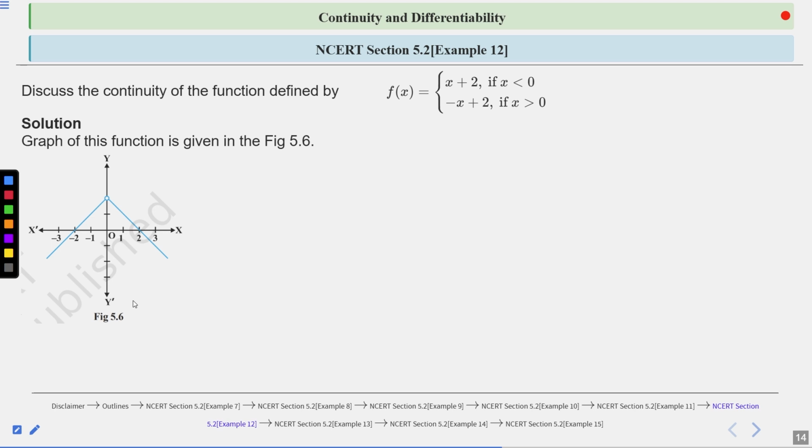We can draw the graph of the function as well. When x is less than 0, it will be equal to x plus 2, and when x is greater than 0, the graph is this one, right? Clear? Hence, we can also say by using the graph of the given function. Okay, let us move to the next question.